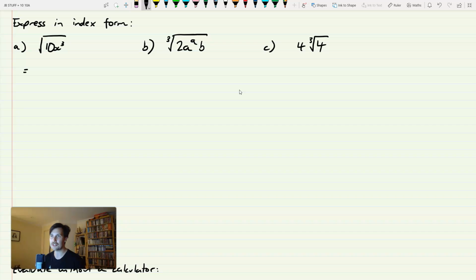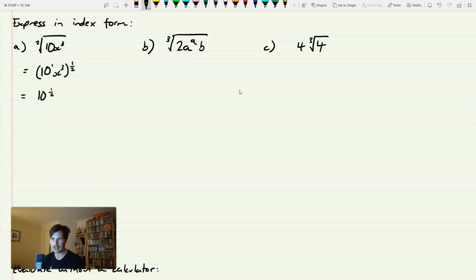So here we've got the square root of 10 multiplied by x to the power 3. It's a square root because there's an invisible 2 just there. So another way of writing that is 10x cubed, but we're raising the whole thing to the power a half for this one.